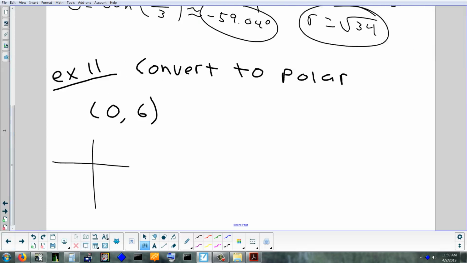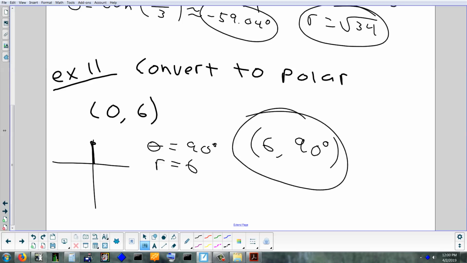0, 6. Where's the point 0, 6? Yeah, it's just up 6. So as long as you know that it's up, you already know your angle is 90. Now, you don't really need to do Pythagorean theorem to figure out the distance from here to here. How far is that point from the origin? 6. I mean, you can do Pythagorean theorem. 0 squared plus 6 squared equals r squared, but you're just going to get 6. And now, how many different ways could this point be written on the test? 4. Could be 4 different ways. But we did that earlier.